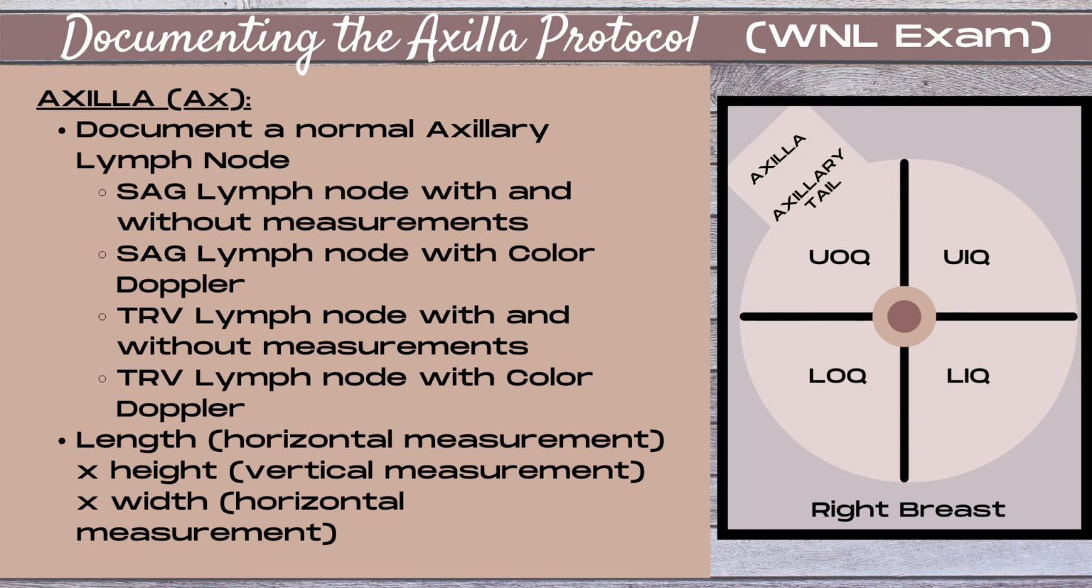Next, I'm going to move on to my transverse plane, and I want to take a transverse lymph node without a measurement, and then a transverse lymph node with the last remaining measurement, which is the width, and then a transverse lymph node with color Doppler image. Note, it's not important which transducer plane you do your measurements in.